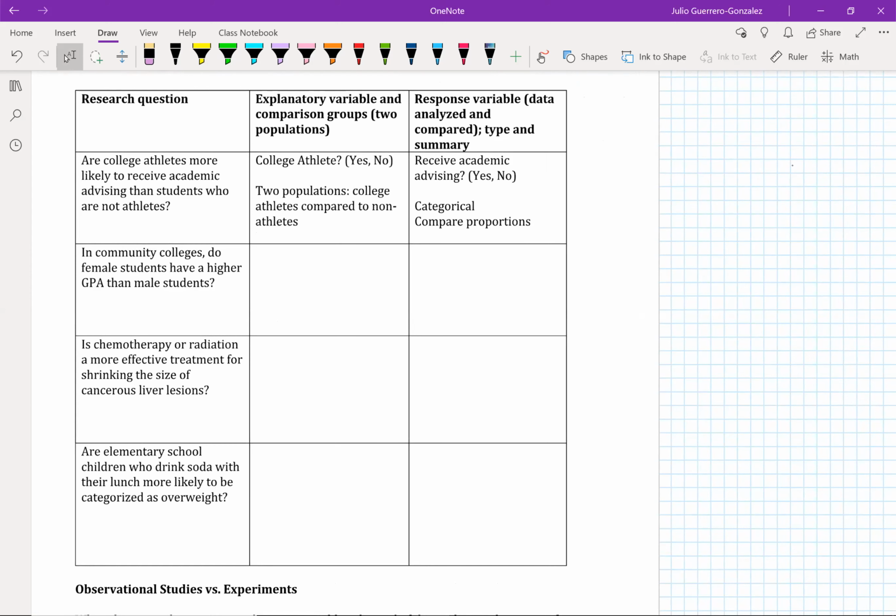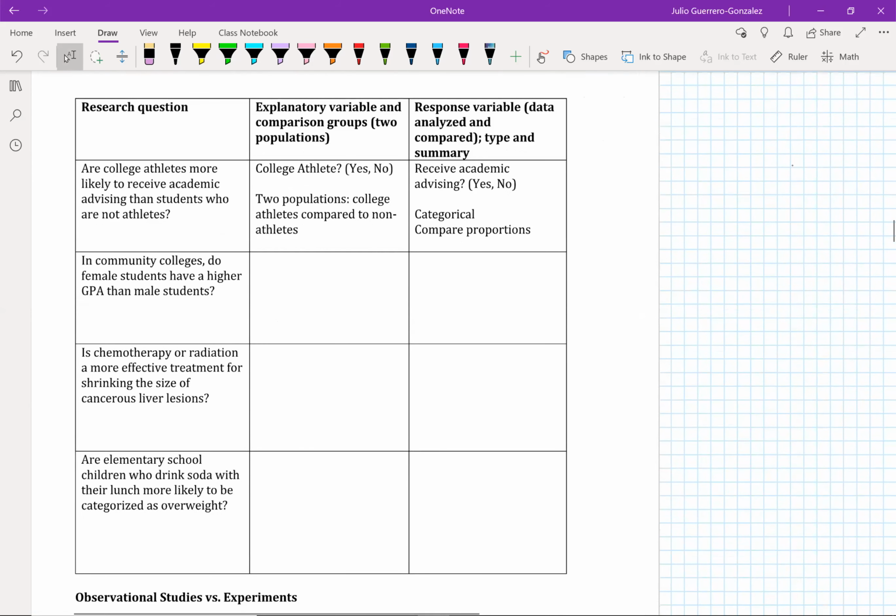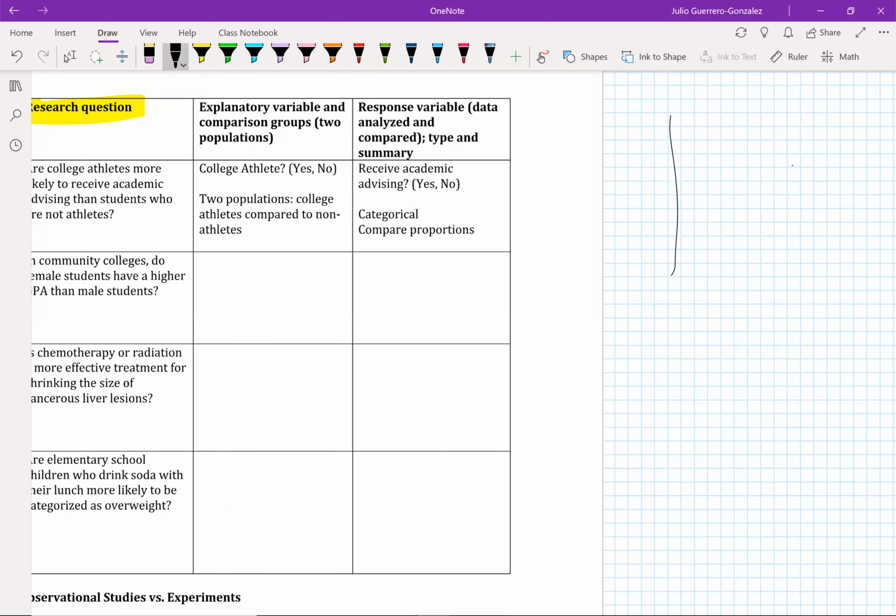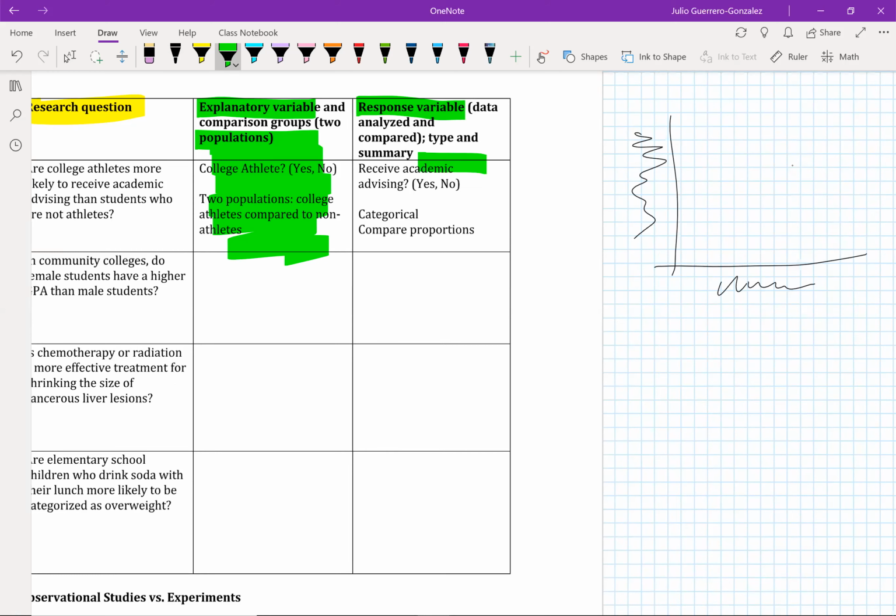For these, we have a research question, and what we're going to try to identify is which one is explanatory and which one is response. What's the definition of an explanatory versus a response variable? The explanatory variable explains the response. On a chart, the explanatory would be on the x-axis and the response on the y. We're thinking the stuff down here will produce changes up here. So the explanatory explains the response: we're thinking this variable over here explains the changes that we're going to see over here.